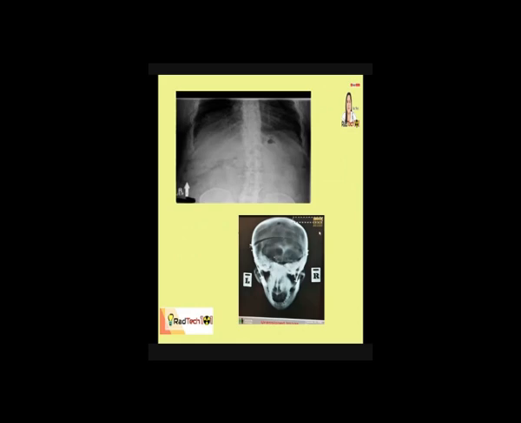Ito naman, nilagyan niya both. Ito yung left part ng skull ng patient. Ito yung right side ng patient's skull.